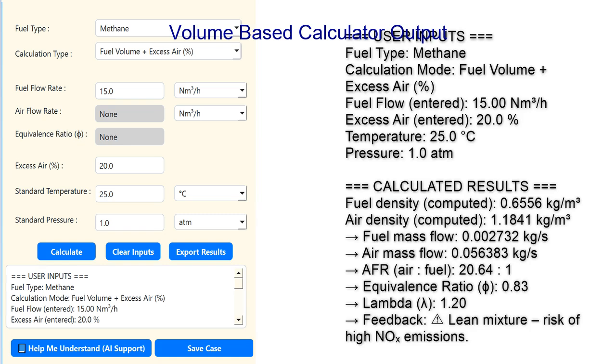AFR, air to fuel: 20.64 to 1. Equivalence ratio: 0.83. Lambda: 1.20. Feedback: lean mixture, risk of high NOx emissions.